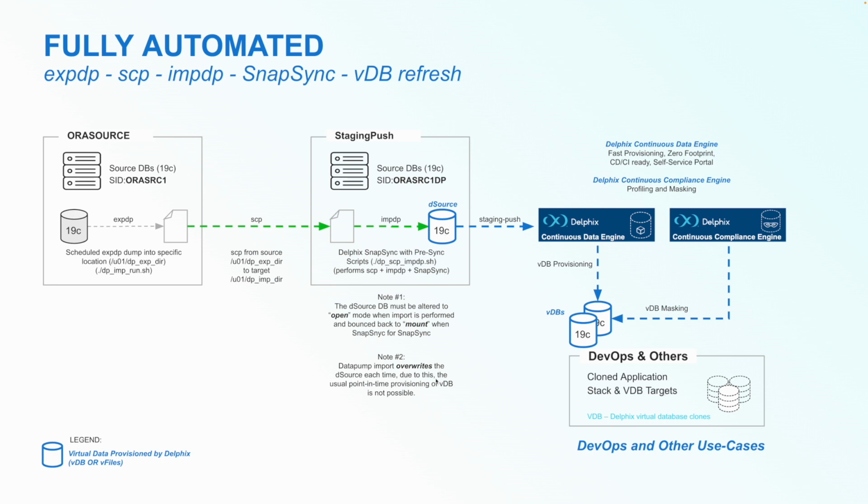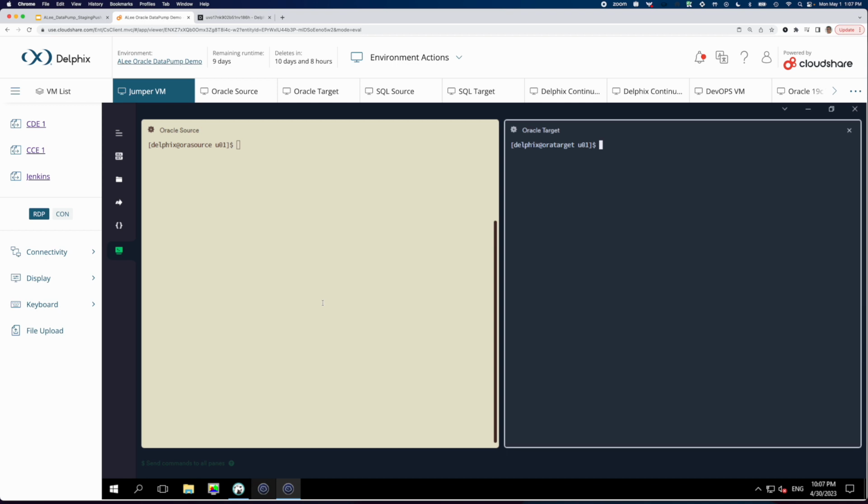The second thing to note is the DataPump import overrides the dSource every time. Due to this, the usual point-in-time provisioning of the VDB that we are all used to is not possible here, because of the nature of the import and export that overrides the database. So let's go into my lab now.